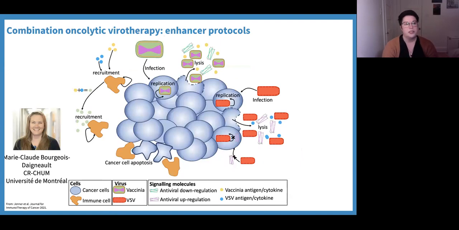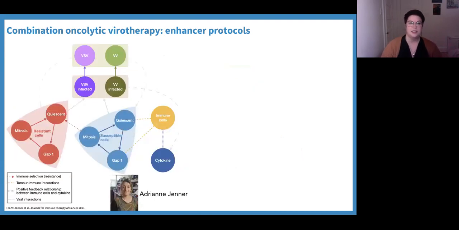So we were working on this story with my collaborators at the CHUM here in Montreal, looking at co-infections of two different viruses, an oncolytic vaccinia virus and an oncolytic VSV virus, and trying to understand some of the things that Jane talked about, which was when can you give both of these in an optimal way, and what are the patient-specific characteristics that differentiate responses.